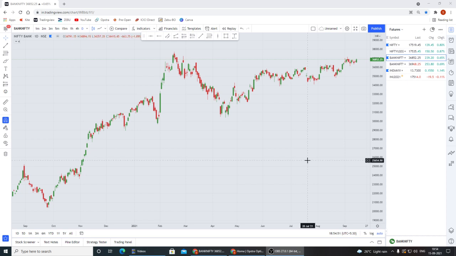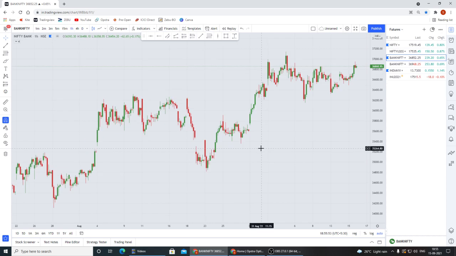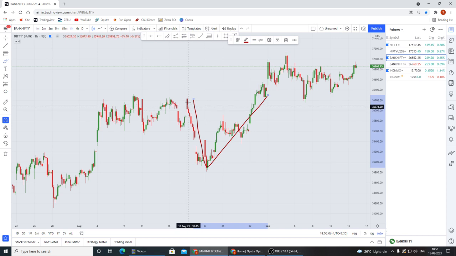Today I am going to show iron fly adjustments in a V-shape recovery market in the weekly expiry. I have opened the Banknifty chart. Let's go to the 1 hour time frame. Here we will find a particular week for the V-shaped recovery market. Okay, here there is a V-shaped recovery. The start date is 18th August and it ends at 31st August.